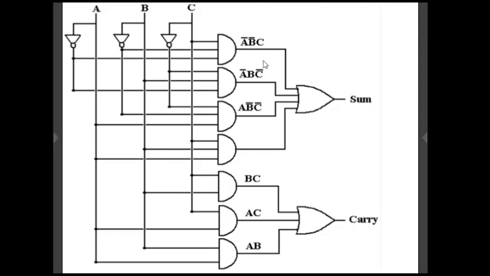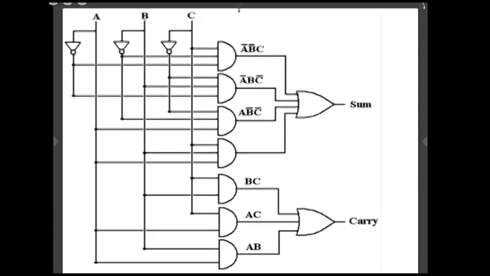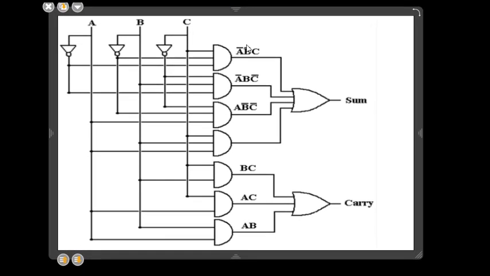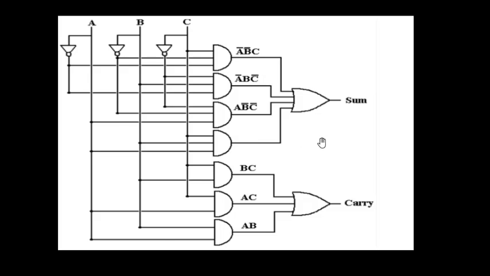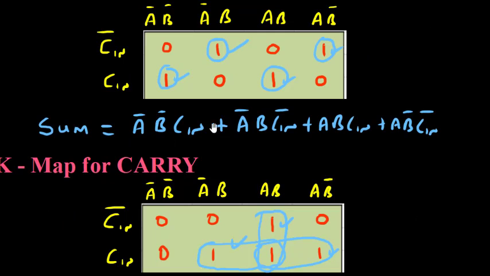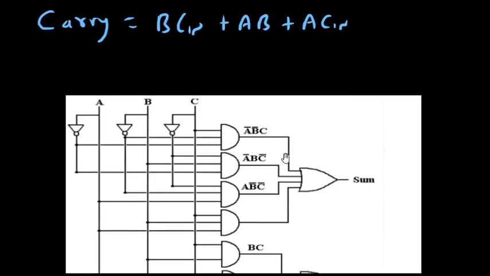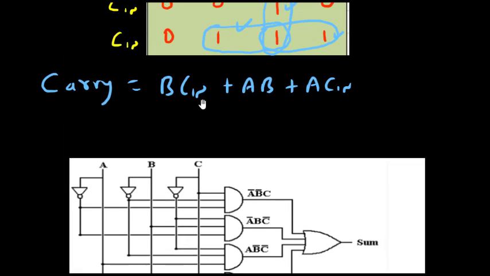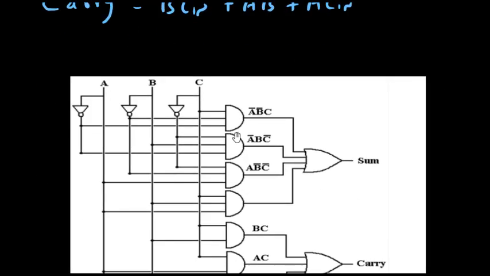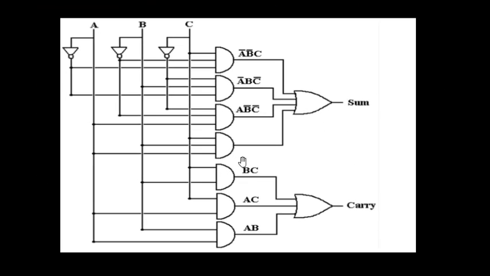So here, the first part, the upper part, shows the sum. That is A bar, B bar, Cin, A bar, B, Cin bar, A, B, Cin, and A, B bar, Cin bar. So we require 4 AND gates, and you can see here there are 4 AND gates and then a final OR. For carry we require 2 input AND gates. So this is the equation for carry. So this is the output. This is how we design a full adder.